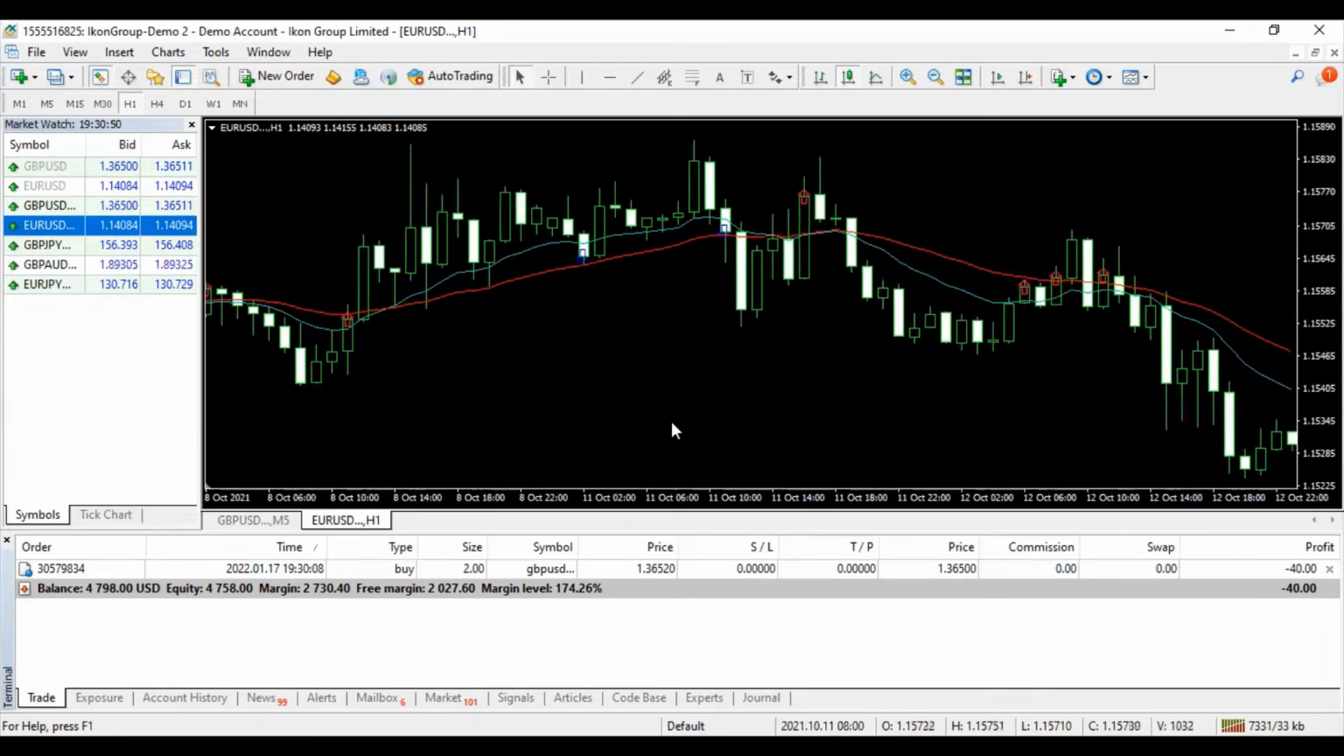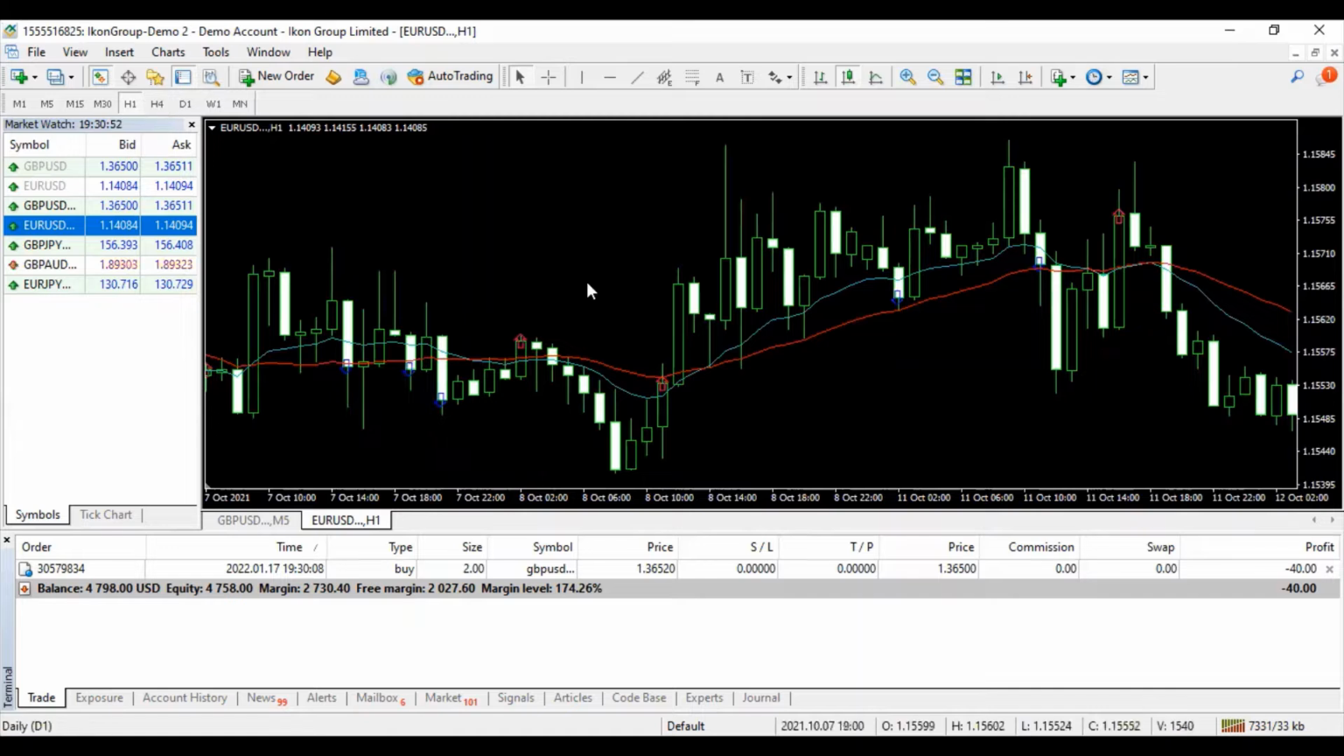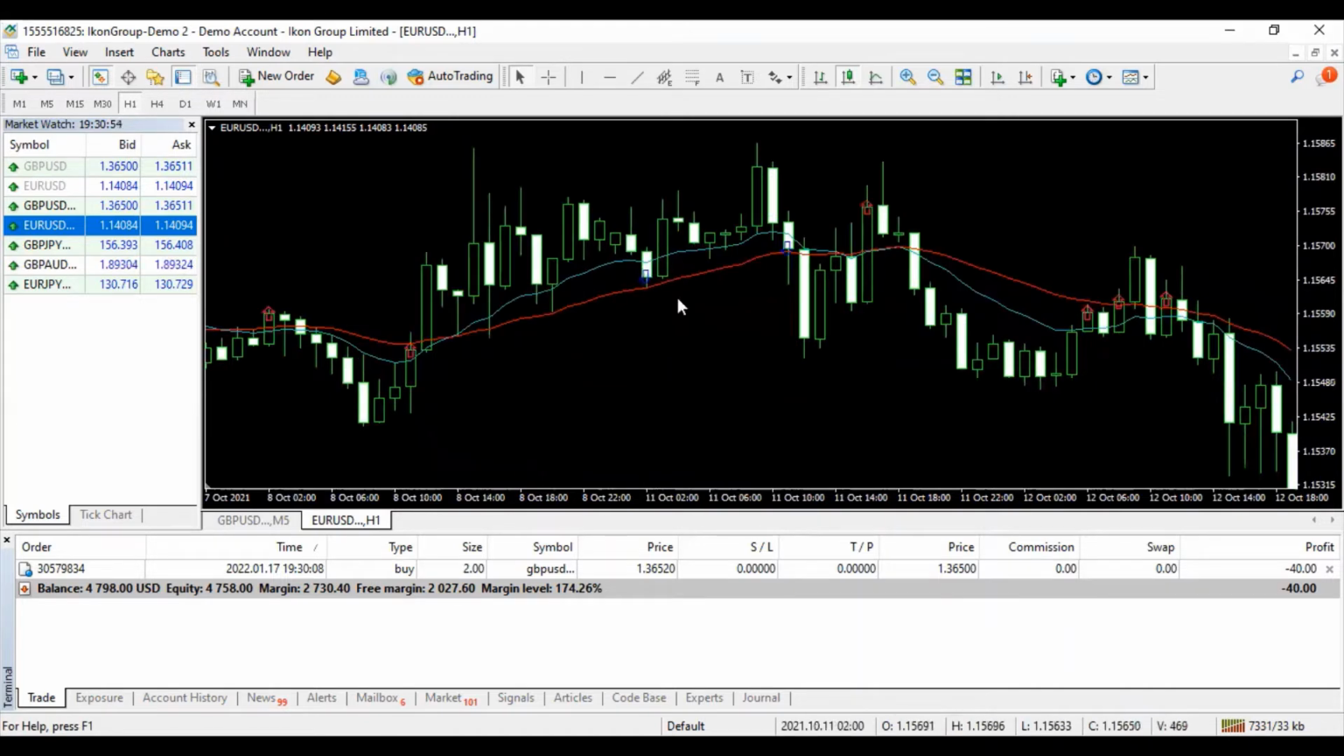You can use the indicator for any time frame. This, for instance, is 1 hour. This is blue. If you see blue, that shows you that's a buy. When you see red, that shows you that's a sell.